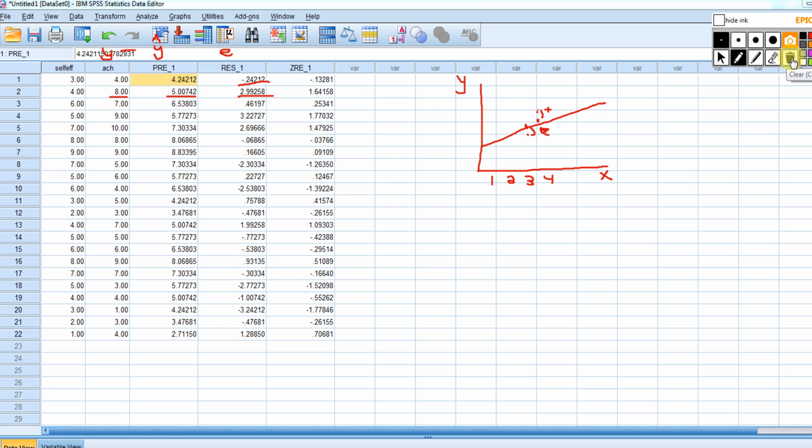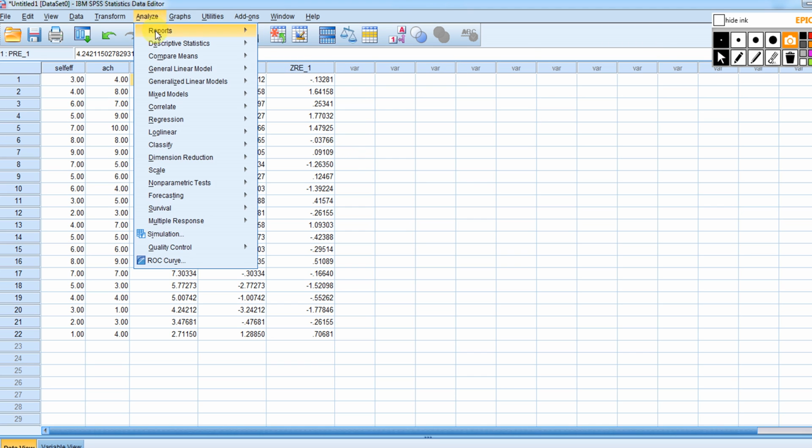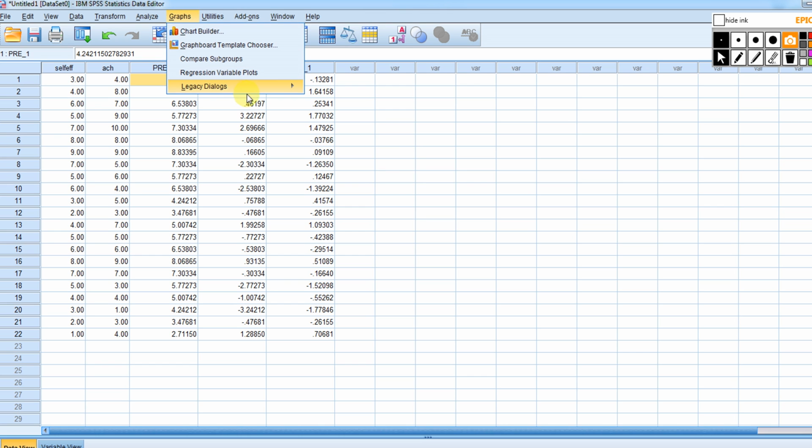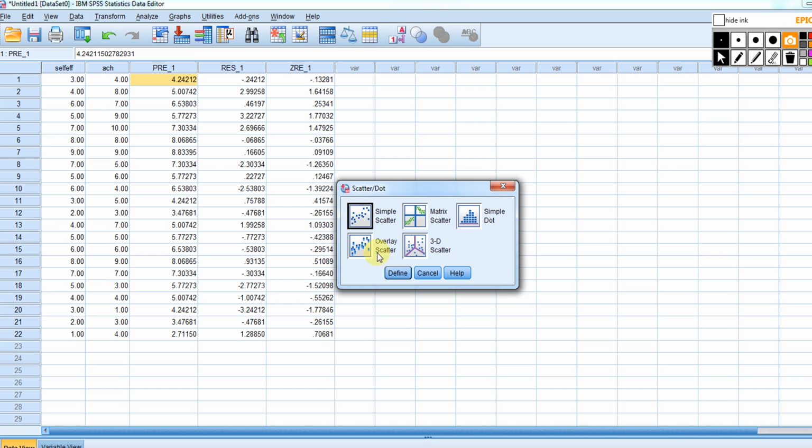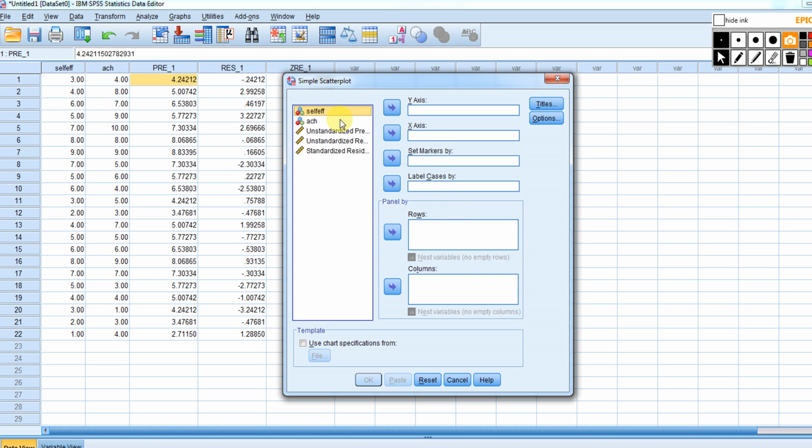So if we go to Analyze, Graphs, and go to Legacy Dialogues, we can go down to Scatter or Dot, click on Simple Scatter, and what we'll do is plot the predictor variable on the x-axis, and plot the unstandardized residual along the y-axis. And in fact, really, we'll go ahead and do this, and then I'll talk a little bit about standardized residuals.